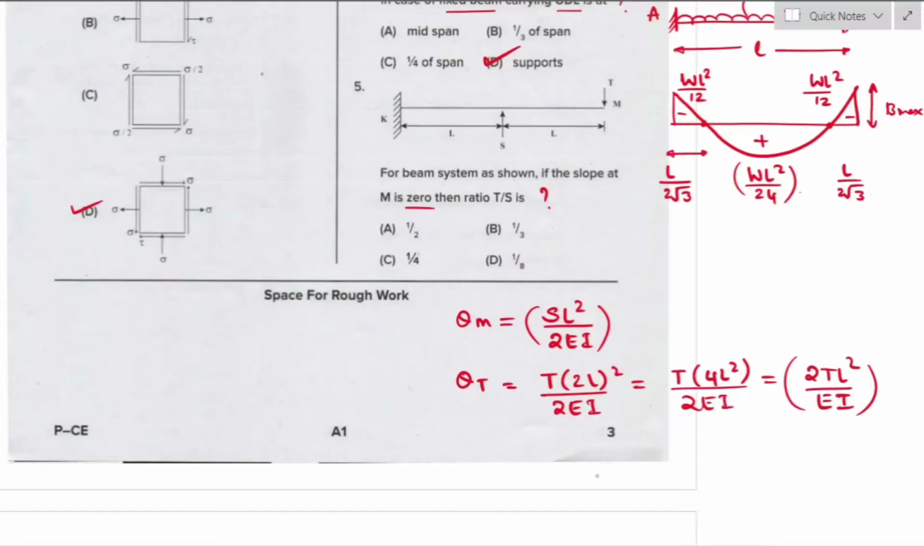For the slope at M to be 0, S L square divided by 2EI is equal to 2TL square divided by EI. EI will be cancelled, L square will be cancelled. So S by 2 is equal to 2T. Therefore T by S is equal to 1 by 4. So option C is the right answer, 1 by 4.